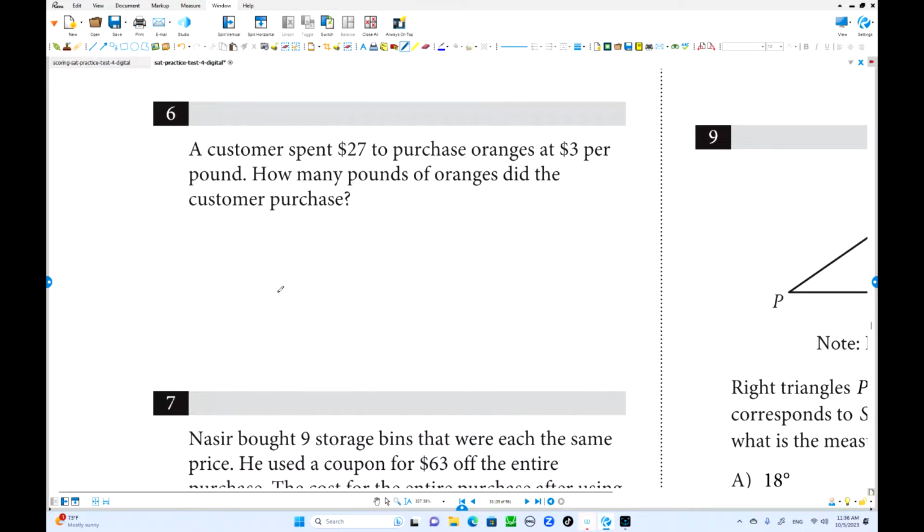Number 6, customers spend $27 to purchase oranges at $3 per pound. Okay, this is $3 per pound. Yeah, that is the unit rate. Okay, how many pounds? 1 pound is $3. 27 divided by 3 is what? 9 pounds. Okay, or you can use a proportion. This is 1 pound. If we have $27, how many pounds of it? Cross multiplication, x is 9 also.